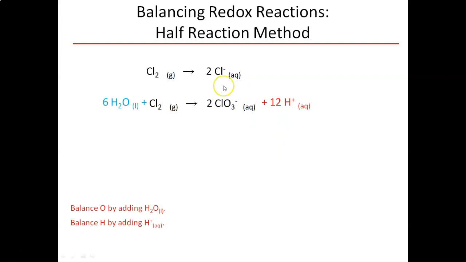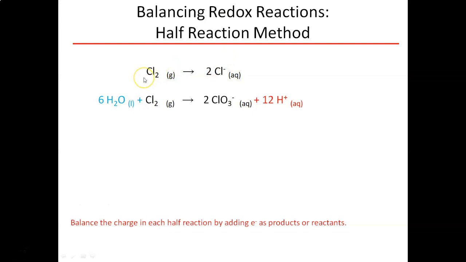We have to balance by charge. I have 2 chloride ions with a -1 charge each, so I have a -2 charge in this reaction. So therefore, I have a -2 in a product, nothing in a reactant. So therefore, I have to add 2 electrons. And then my second reaction, I have no charges in my reactants. I have 2 chlorates with a -1 charge and 12 protons, so that gives me a +10 charge. So therefore, I have to add 10 electrons. And my sum of my charges will be the same on both sides.